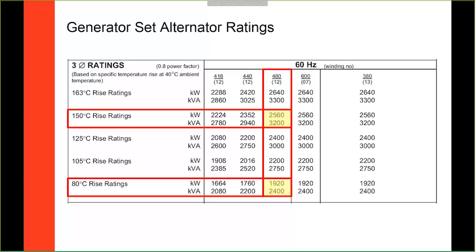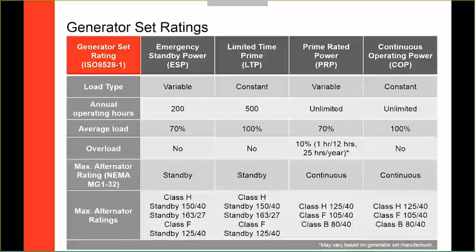And so what we would typically see is the lower temperature rise ratings, 80, 105, and even 125, used in more continuous or prime applications, whereas 125, 150, and 163 may be used in more standby-like applications. So just wrapping up here, what you're looking at is a quick summary of both the ISO ratings as well as the alternator ratings shown below. So again, this should be a good reference for you in the future.